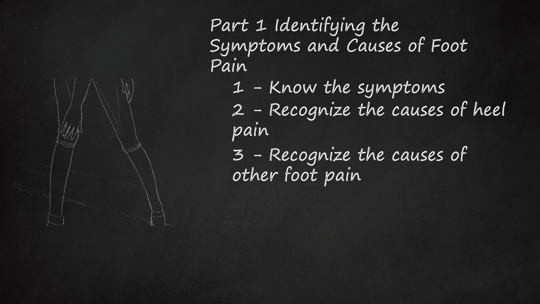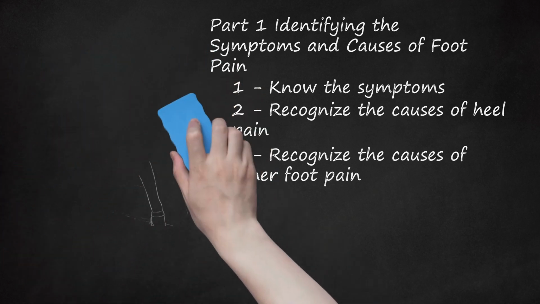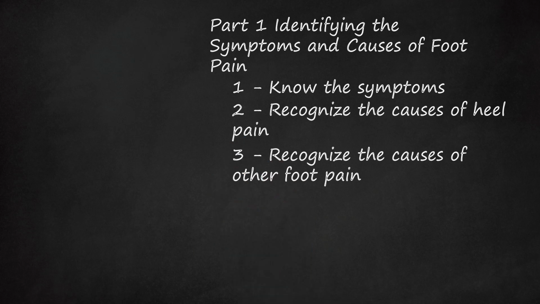Bunions are bony protrusions on the edge of the foot, usually next to the base of the big toe. They are often caused by shoes that don't fit properly. Treatment includes wearing more comfortable shoes or surgery, if the case is severe.